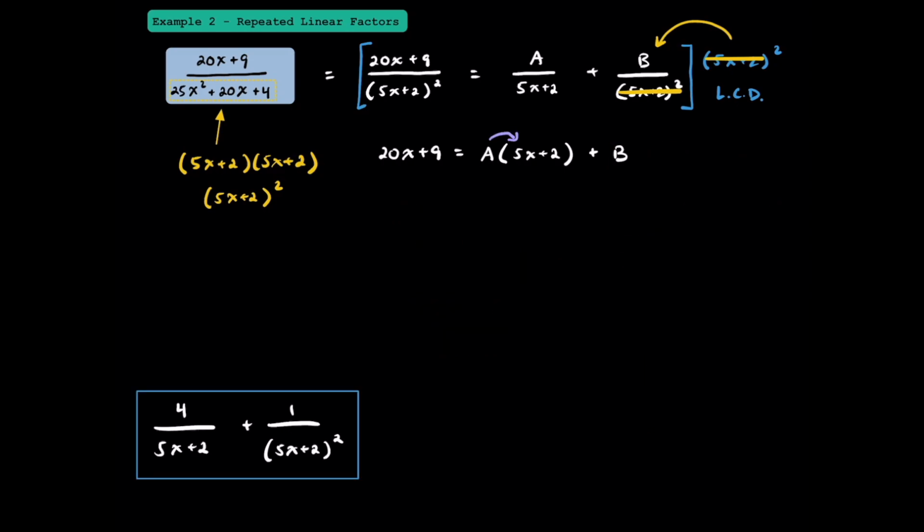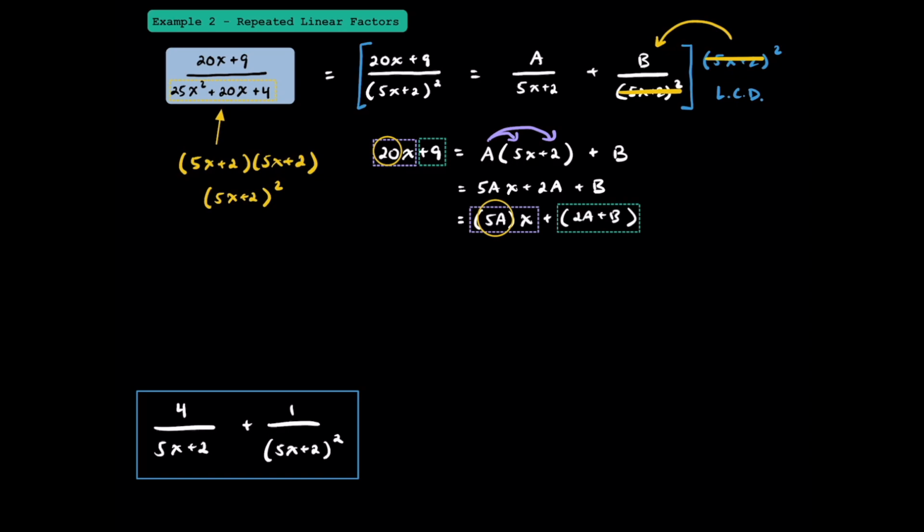Another way you could have solved this is to start off by distributing this a here. In doing so, we're going to get 5ax + 2a + b. We can group this as 5a times x plus 2a + b. To match the left side, these two terms have to be equivalent to each other, and these two terms have to be equal to each other.